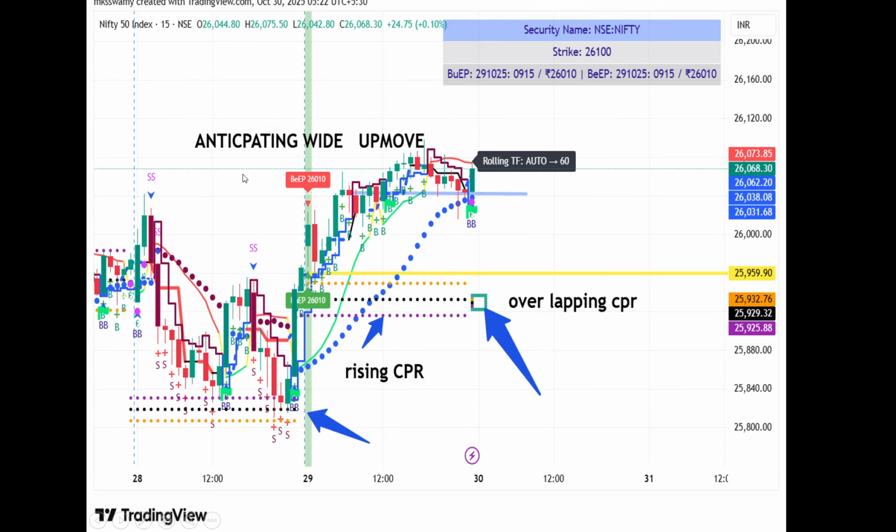Here, I pasted in the morning itself, anticipating a wide up move, I thought, but it did not go up, it started coming down. Instead of going up, it started coming down because of the wide CPR and the compressed, contracted CPR. Prices moved down from 25,929 to 25,800, and it came down to this CPR. The price has moved beyond this CPR and it has tested this CPR.